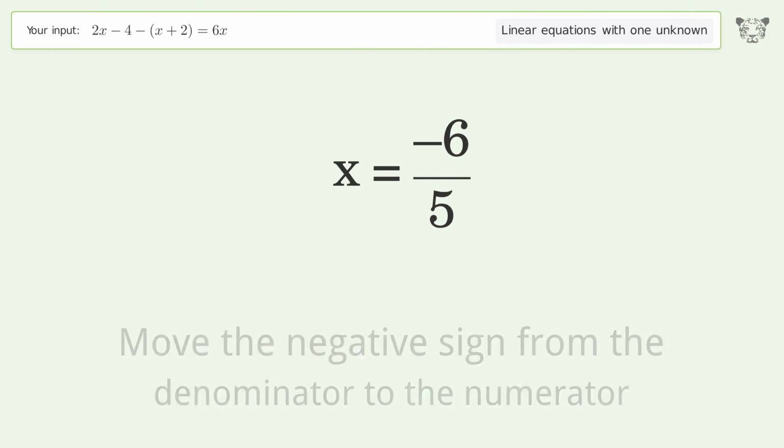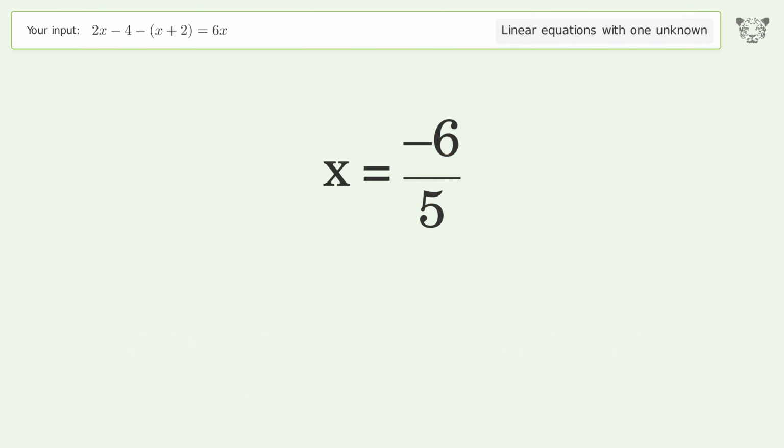And so the final result is x equals -6/5.